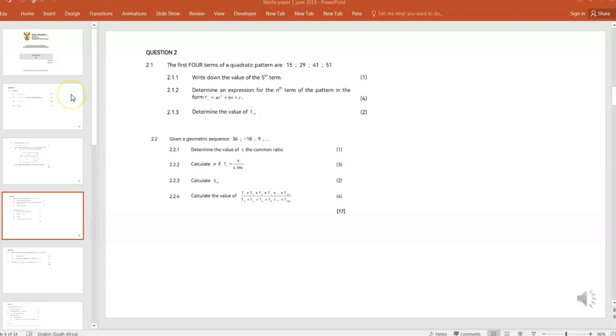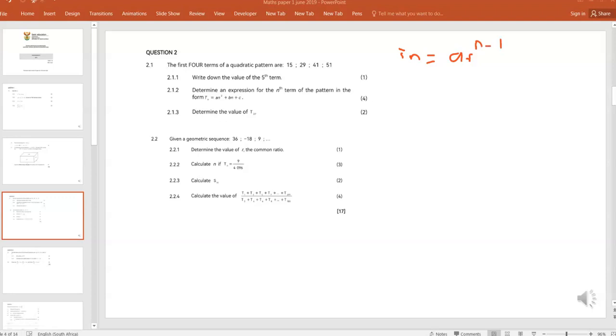So also quickly, I want to try 2.2 because I've got 4 minutes in this timer that I'm using. So let's quickly go to 2.2. Okay, they give us a geometric sequence. Remember, you'll get all the types of sequences now: your arithmetic, your quadratic, and your geometric. So they're giving us a geometric. With the geometric, the first thing that should come to your mind is the Tn expression, which is ar^(n-1), which is there in the formula sheet. That's your Tn in the formula sheet.